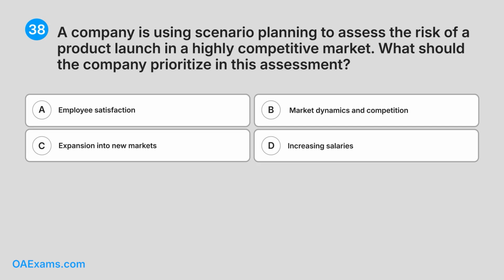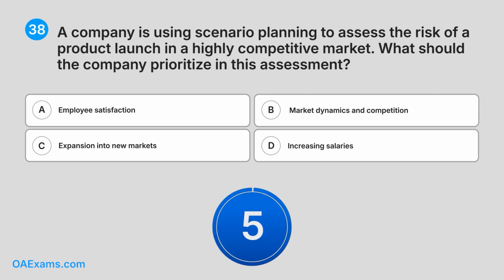38. A company is using scenario planning to assess the risk of a product launch in a highly competitive market. What should the company prioritize in this assessment? A. Employee satisfaction. B. Market dynamics and competition. C. Expansion into new markets. D. Increasing salaries. Can you guess the answer?